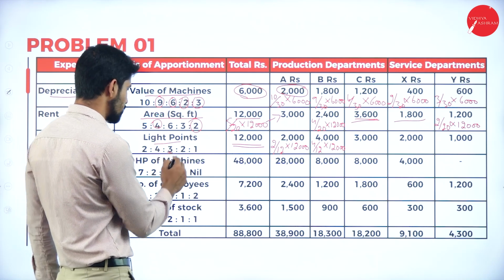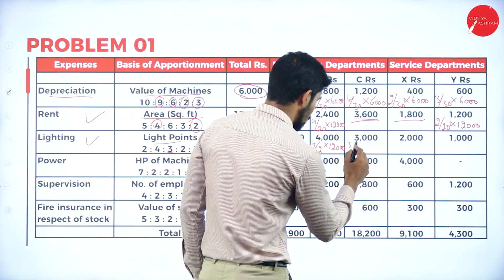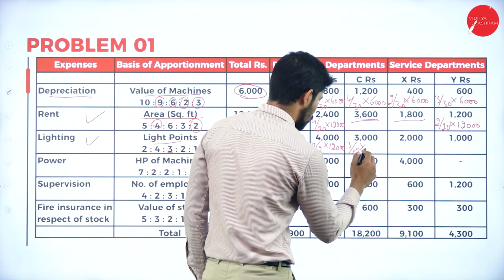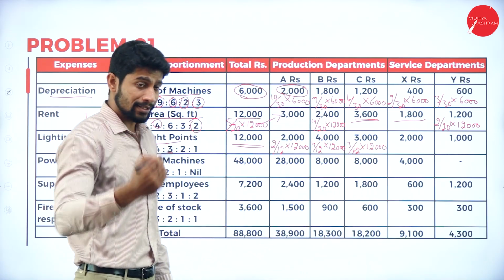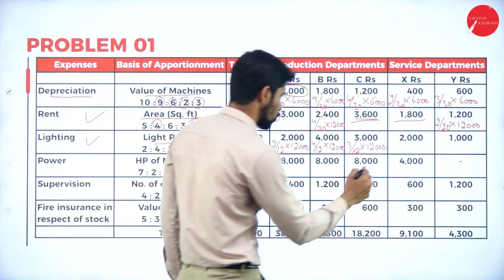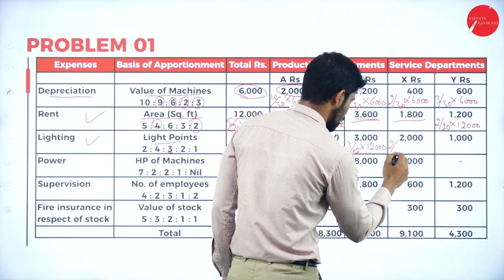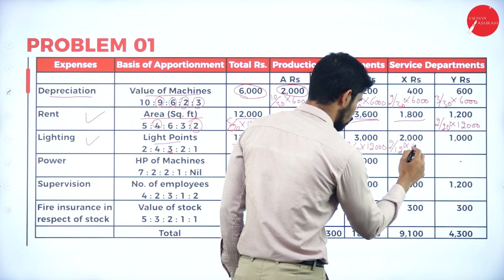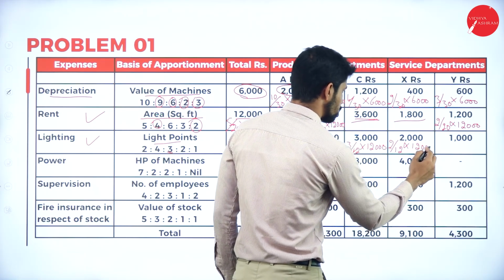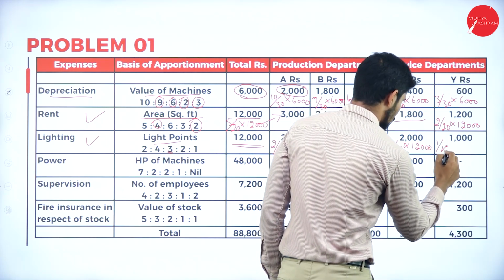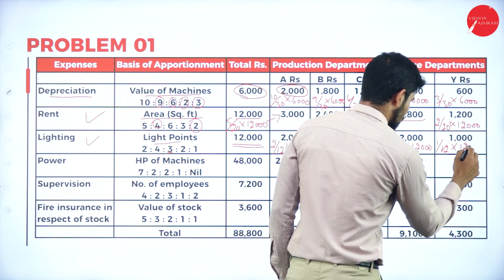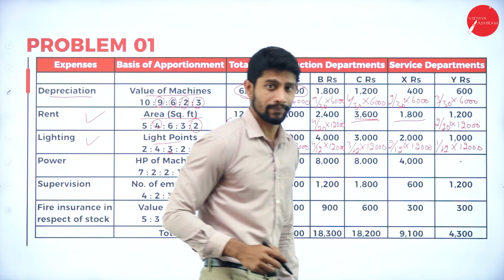Next, production department C, it is 3. So 3 divided by 12 into 12,000, that is 3,000. Next, service department X, how much? 2. So 2 divided by 12 into 12,000. Next, service department Y, 1 divided by 12 into 12,000. You will get 1,000.